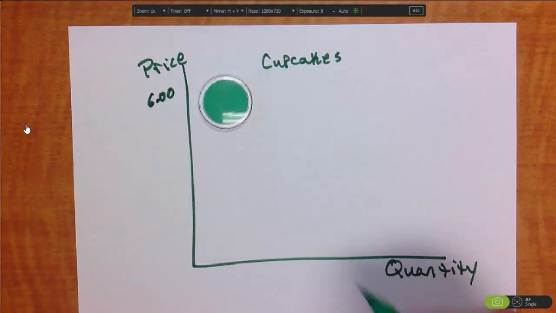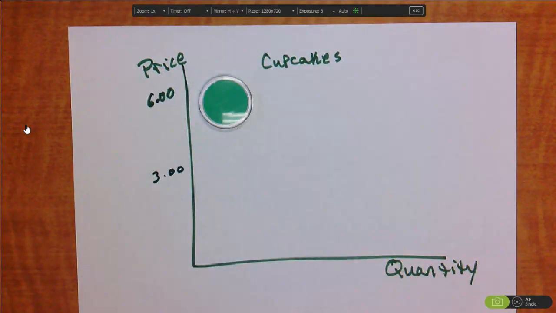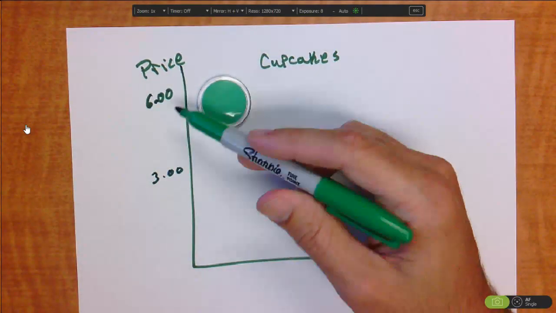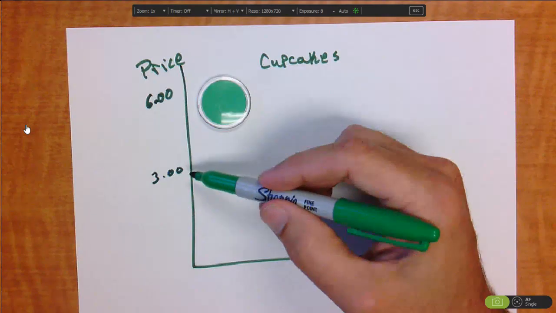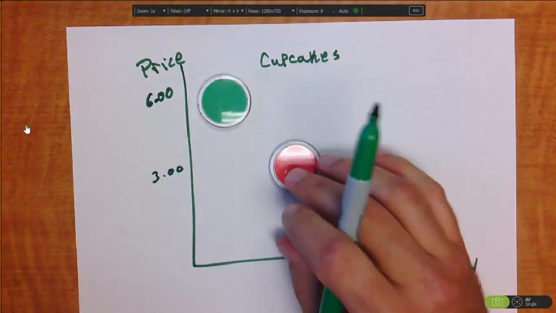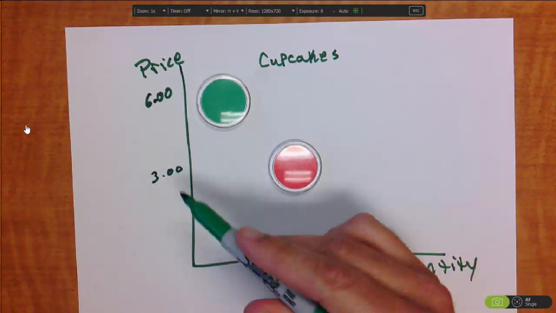But not all cupcakes are $6. There are also places in my neighborhood that sell cupcakes for $3, as I'm sure there are in your neighborhood as well. Well, if the price is lower, would I expect more people to buy cupcakes or less? Obviously, I would expect more. And that's exactly what happens. At $3, there's a much higher quantity of people who are willing to buy cupcakes.